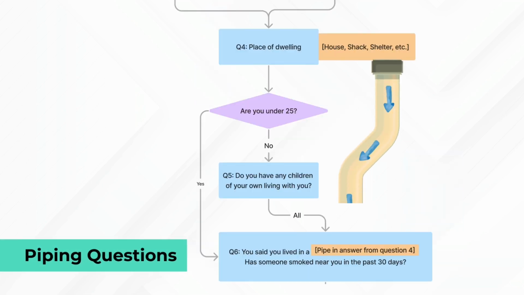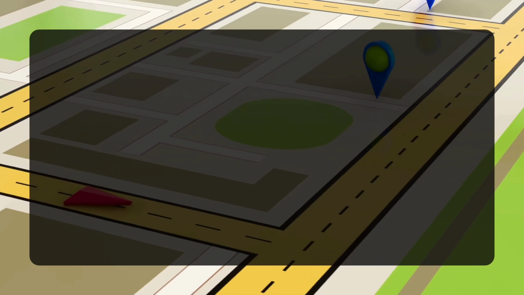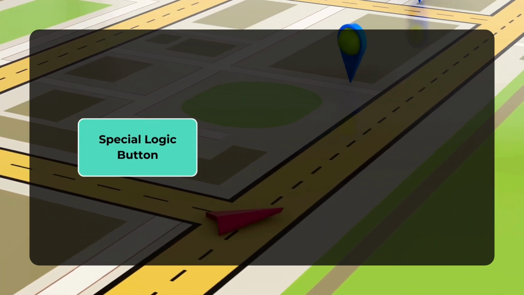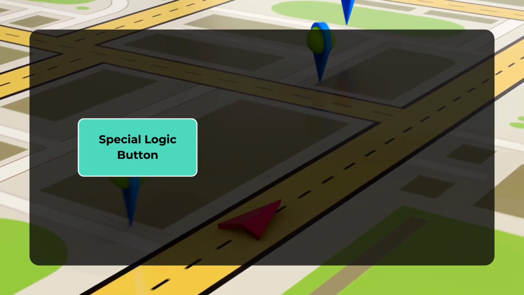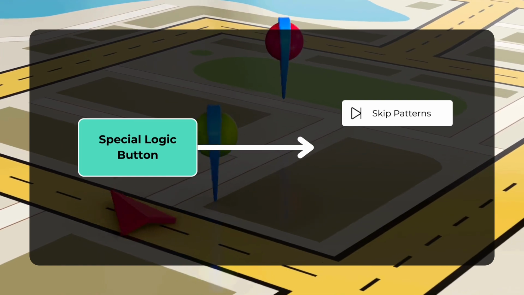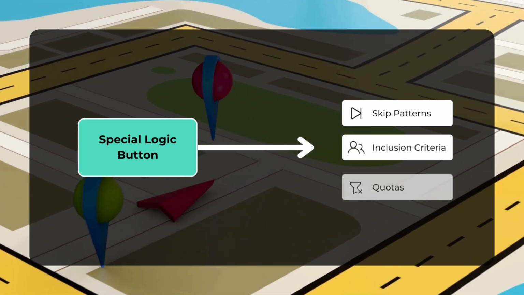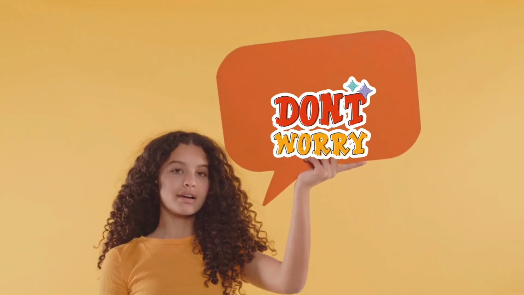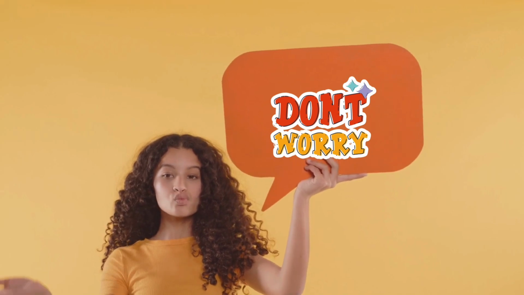Piping questions personalize subsequent questions based on previous answers. Additionally, special logic buttons function similarly to GPS navigation inputs, allowing us to establish rules for skip patterns, inclusion criteria, and quotas. Don't worry if this seems complex, we'll clarify with an example.